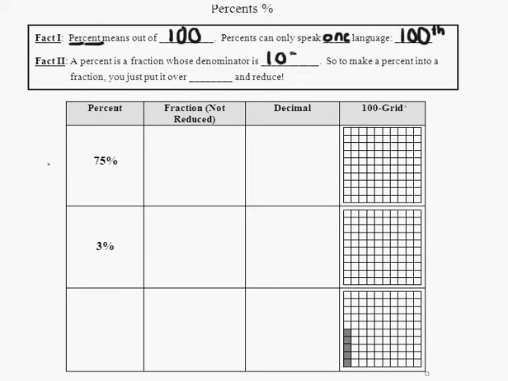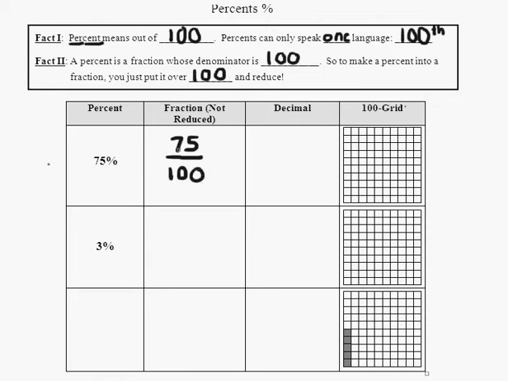So watch how simple this is. To make a percent into a fraction, you just put it over 100 and reduce. So check this out. We have a percent, 75%. To make it into a fraction without reducing, all you have to do is take the percent and put it over a 100.